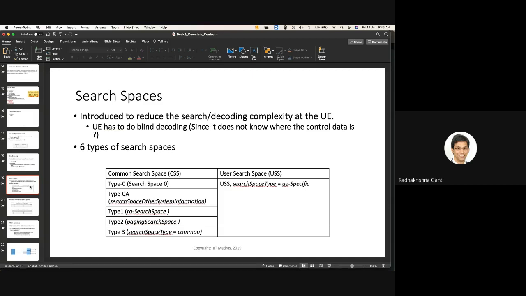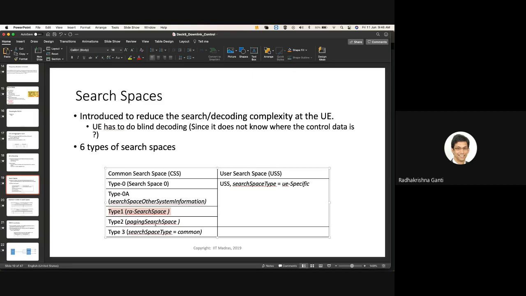Okay, so for example, the type 0 search space is used only for SIB1 messages. Type 0A search space is used for other SIB messages, SIB2, SIB3, SIB4, SIB5, SIB6 and other things. Type 1 is for message 1, message 2, message 3. Type 1 is an RA search space, which is a random access search space. So this search space is used for decoding control information pertaining to random access, which is PRACH.